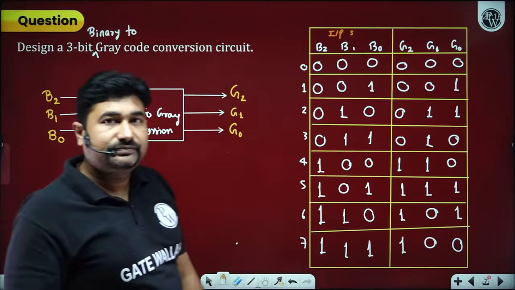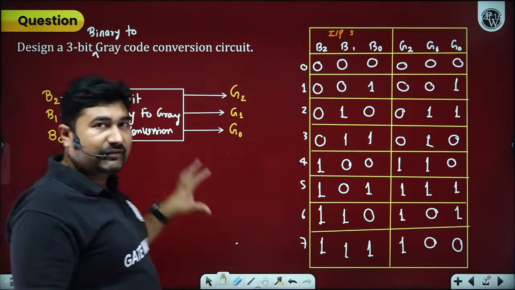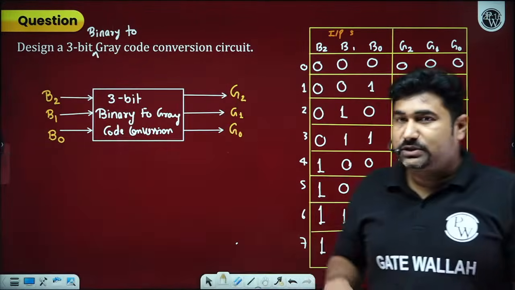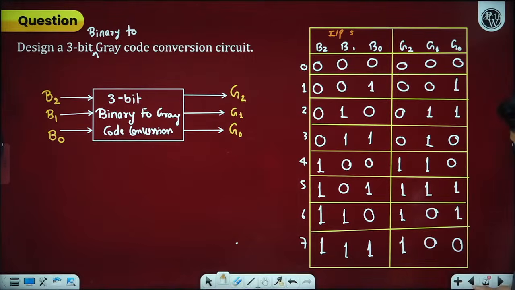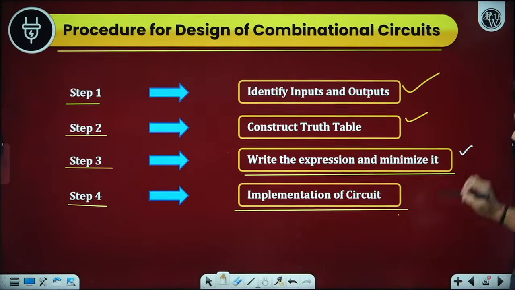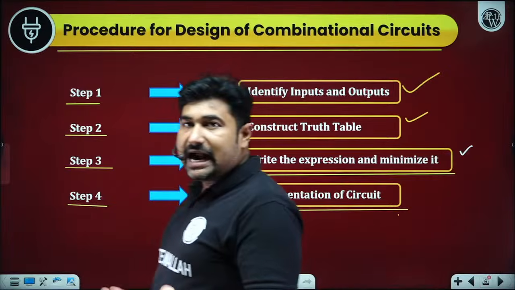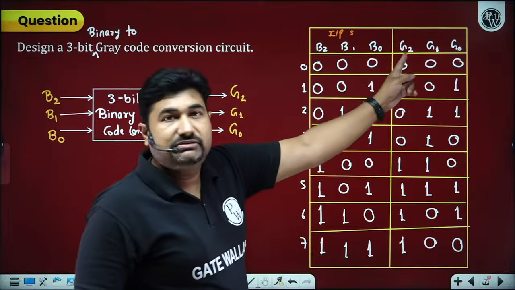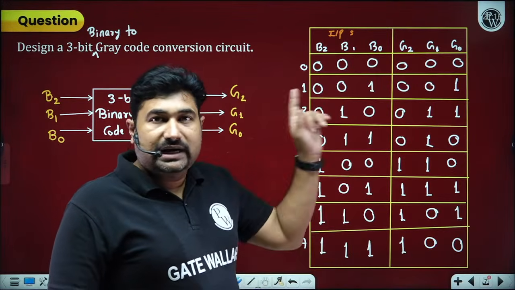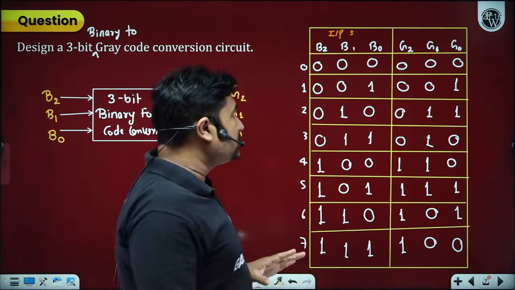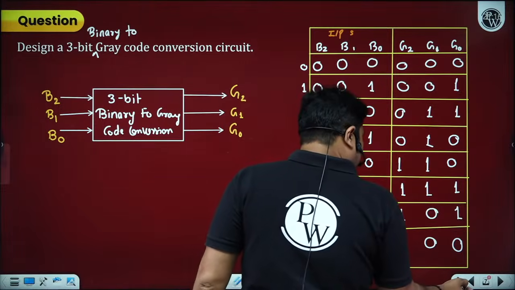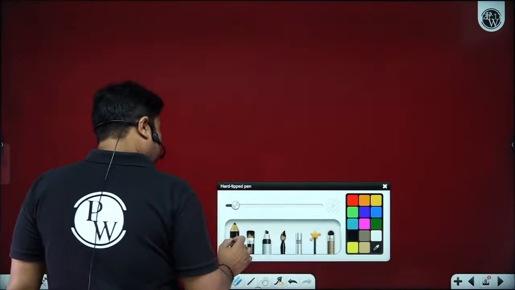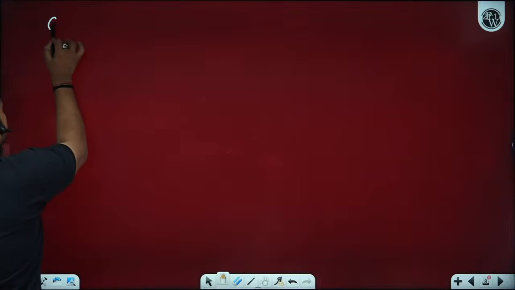Is it okay? So first of all, we have to identify the inputs and outputs. Next is to construct the truth table. Next step is to write the output expression and minimize it. So we have a total of 3 outputs, G2, G1 and G0. We need to identify the logical expressions of G2, G1 and G0, then minimize them and implement the logic circuit. So first observe G2.